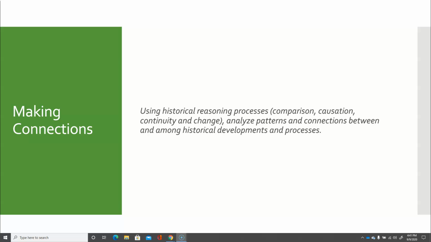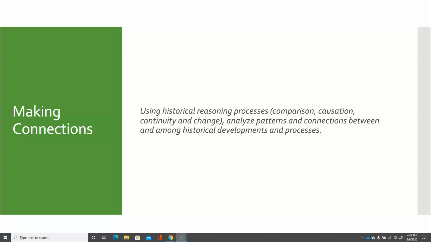The next skill we're going to work on is making connections. Now that you have some idea about how we might generate the facts and think about the context in which we view those facts, we are now going to try to do something with them. So we are going to use historical reasoning processes to analyze patterns and connections between and among historical developments and processes. There are three major ways that we do this in this class.